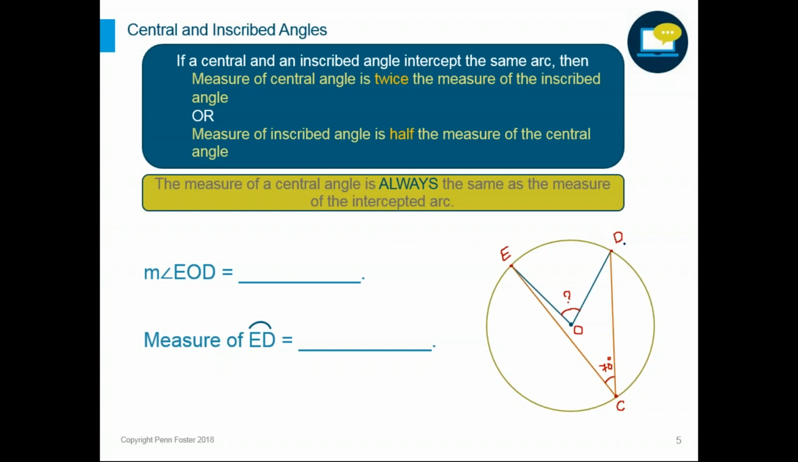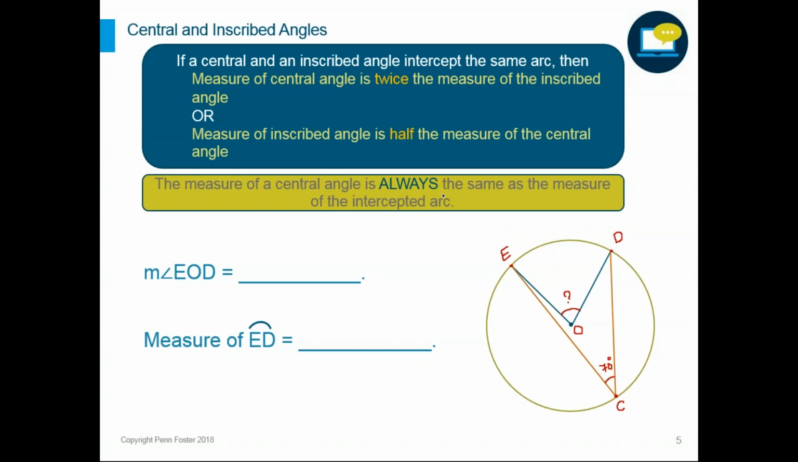Now, another fact that we have to remember always when we work with central angles and arcs is that the central angle has the same measure as the arc that this angle intercepts. So the measure of EOD in degrees is the same as the measure of the arc ED in degrees. This tip is so helpful whenever we're working with questions. Sometimes we need this little fact to be able to arrive at our answer.